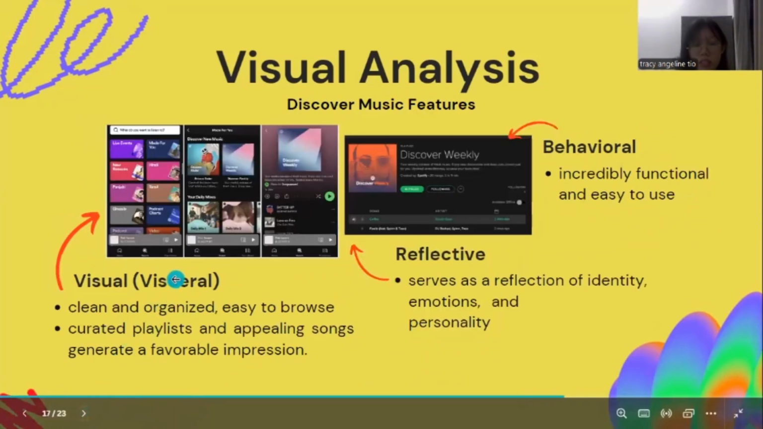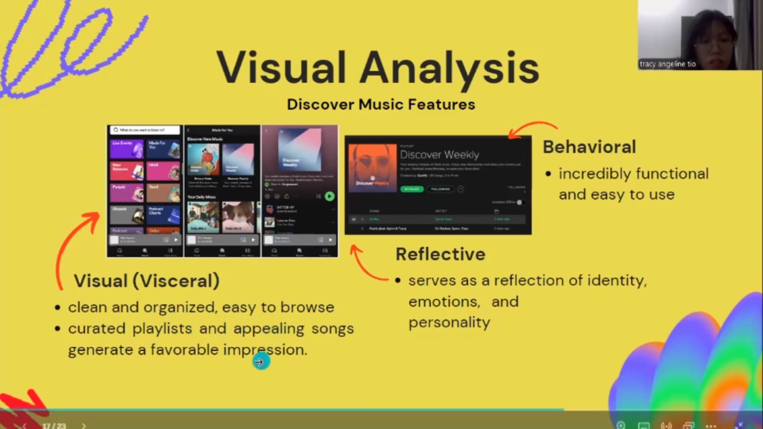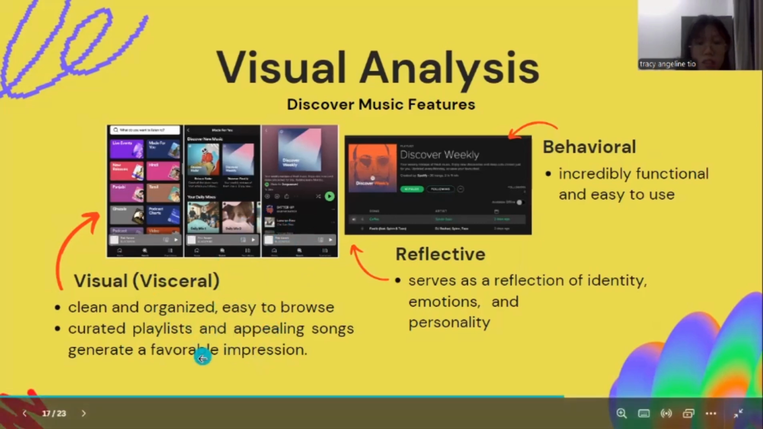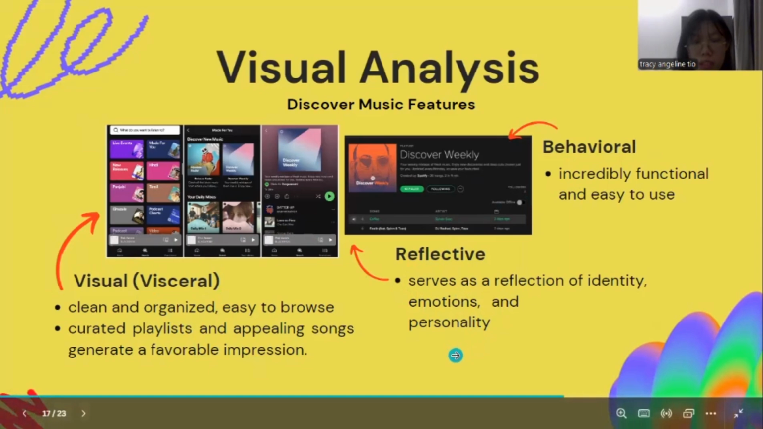The second one is the Discover Music feature. As we can see, it's the opposite of the Wrapped features. It has a clean, organized, easy-to-browse design, and curated playlists and appealing songs generate a favorable impression. The behavioral level is incredibly functional and easy to use, while the reflective level serves as a reflection of identity, emotion, and personality, because our playlist depends on what we like.